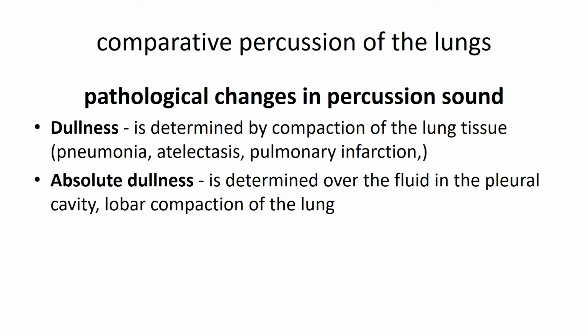Now the pathological changes in the percussion sound. So what you can find when you are doing percussion on an unhealthy patient. Dullness is determined over compacted lung tissue, like pneumonia, atelectasis, and pulmonary infarction. Absolute dullness is determined over fluid in the pleural cavity and lobar contraction of the lung.